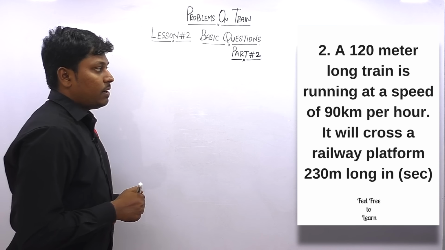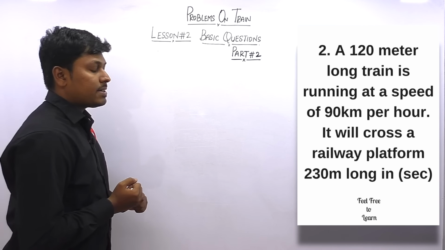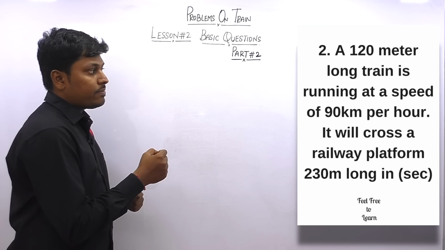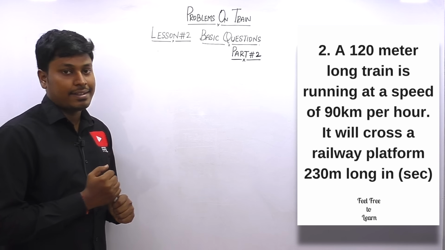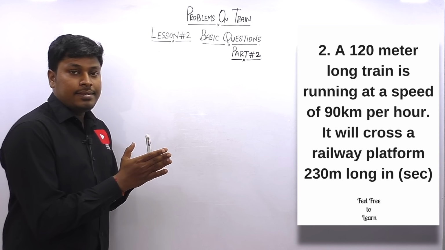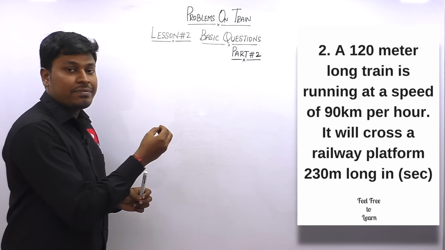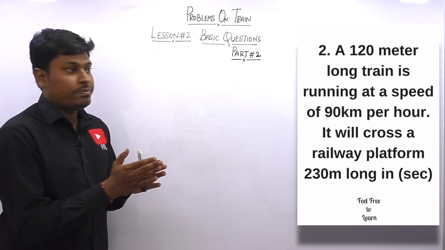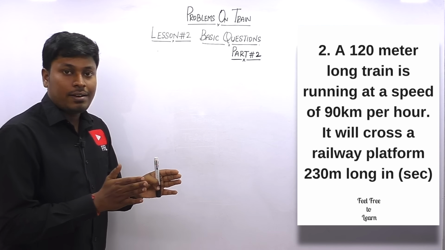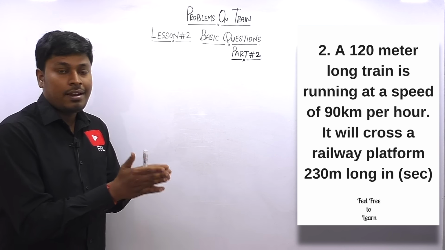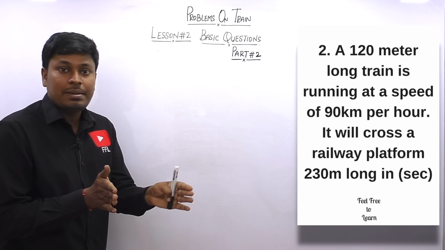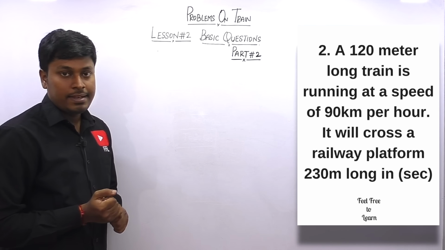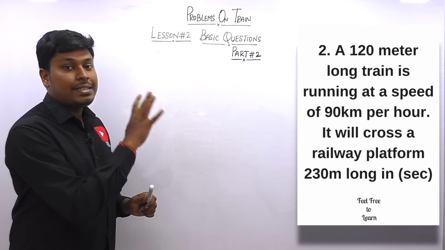Question number 2. A 120 meter long train is running at a speed of 90 km per hour. It will cross a railway platform 230 meter long in dash seconds. So listen here, the train length is given, 120 meter, and also the speed of the train is given in kilometer per hour, which is 90 km per hour. So our target is to find, where a 120 meter long train with the speed of 90 km per hour, how much time it will take to cross a platform whose length is also given, 230 meter long. So by using this data, our target is to find the time in seconds.